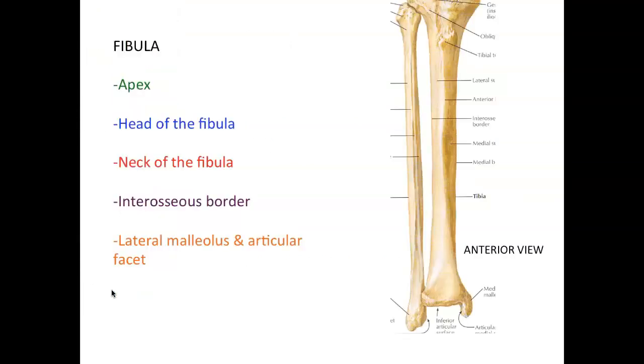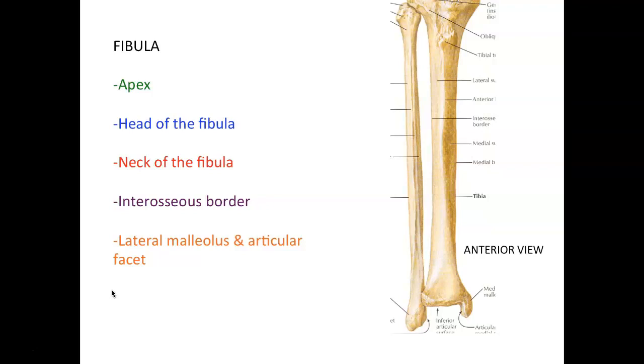So next we have the fibula, and the hardest thing about the fibula I find students concerned with is being able to tell the lateral malleolus apart from the apex. So our apex is that pointed projection at the top, and below that we will have the head, and then the more constricted portion will be the neck of the fibula. We also have the interosseous border, which our interosseous membrane will attach to. And then we've already discussed our lateral malleolus.